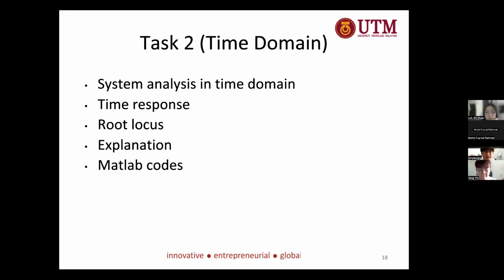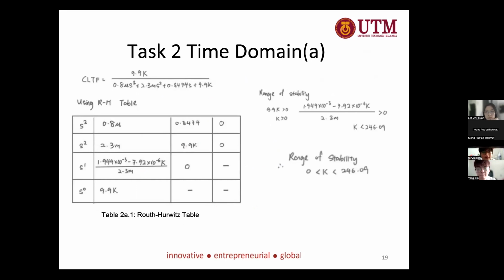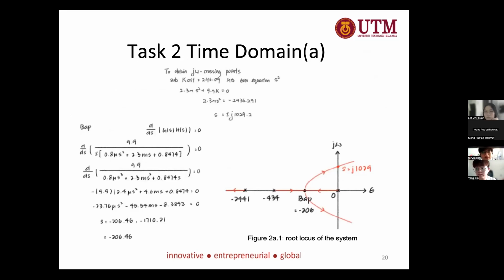So in task 2, we basically focus on the time domain analysis. First, by using the Routh-Hurwitz table, we are able to find the range of stability of the system. The result we get is 0 until 246.09. Next, by using the critical gain, we are able to find the j omega crossing point, which is 1029.2. And then we use differentiation to find the breakaway point, which is around negative 246. And this is the root locus that we sketched.